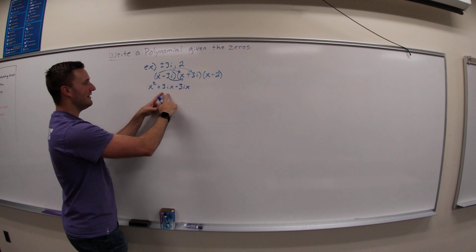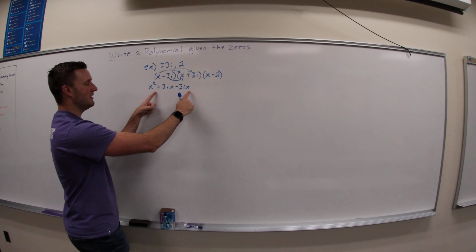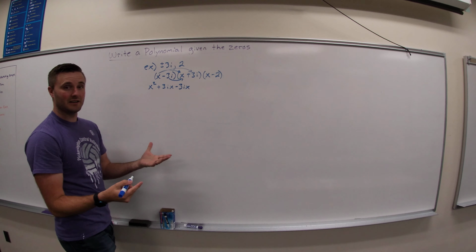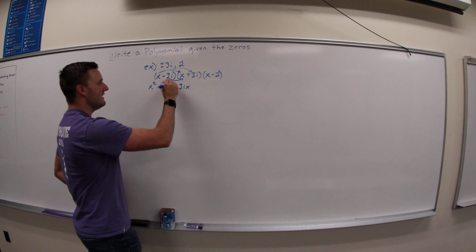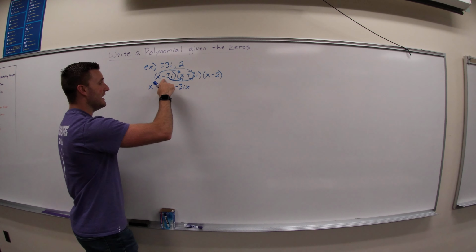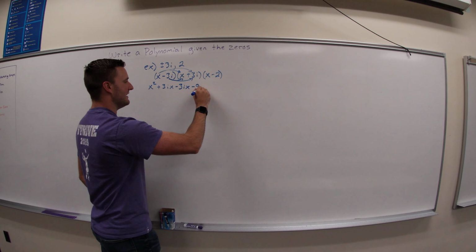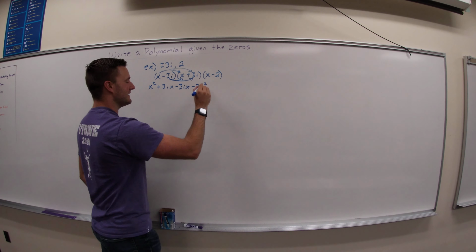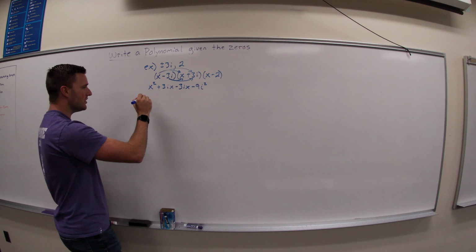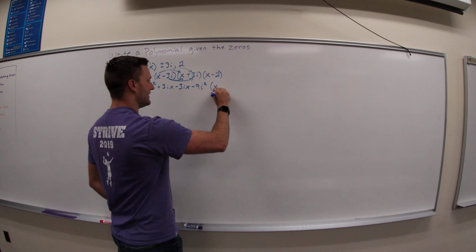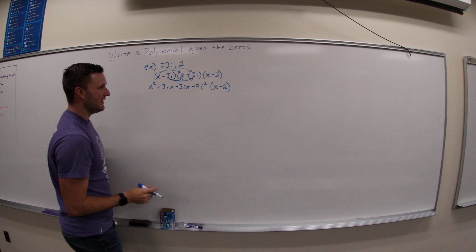So you might be saying, I have a positive and a negative. Those are going to cancel out. You're exactly right. So that's why this isn't too bad. Finally, this last part, negative times a positive is going to give me a negative. 3 times 3 is 9. And i times i is i squared. So I didn't do anything with this x minus 2 over here. So I'm going to bring that straight down.